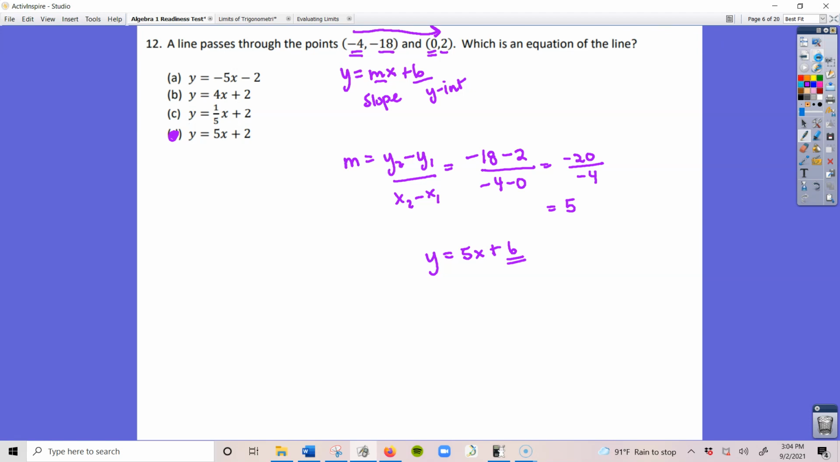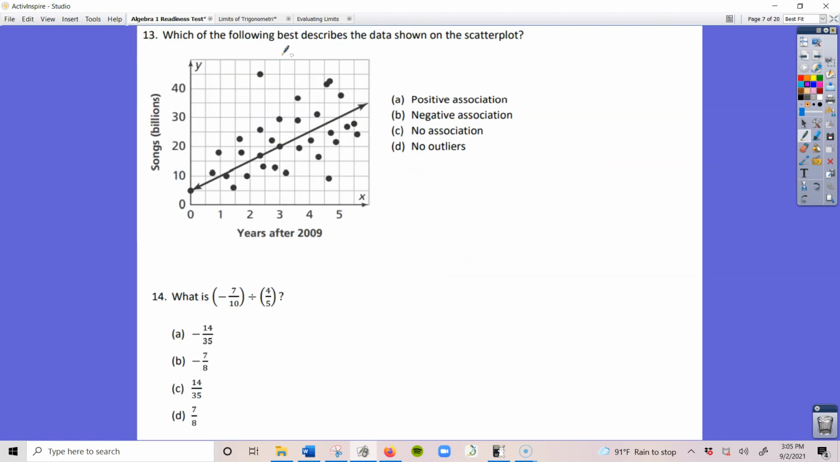Let's go to number 13. Which of the following best describes the data shown on the scatter plot? So you see, you have all of these points here. We have this line. The line is going up. Therefore, when you see that a line is going up, that means that the slope has to be positive. If the line is going down, the slope is negative. If there is no line and the dots are all over the place, then there would be no association. But since it's going up, that means positive, so the only one here would be A. This is a positive association.